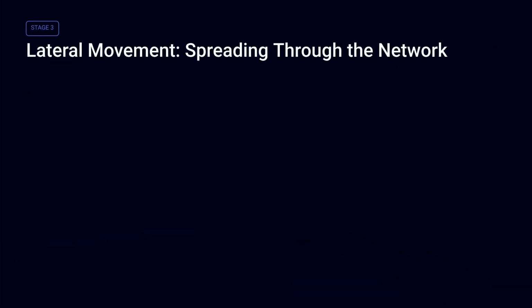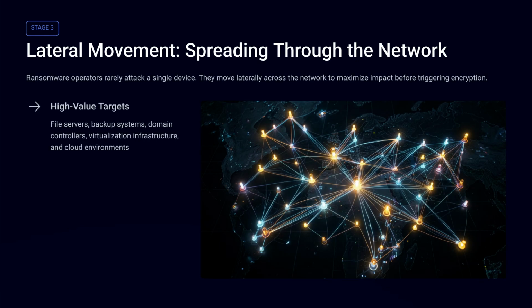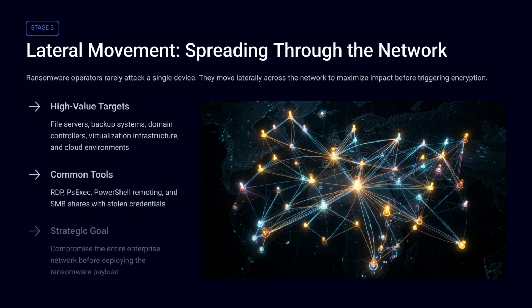Stage 3 is lateral movement, where operators spread across the network to maximize impact before encryption. They target high-value assets like file servers, backup systems, and domain controllers. They use common tools and aim to compromise the entire enterprise network.